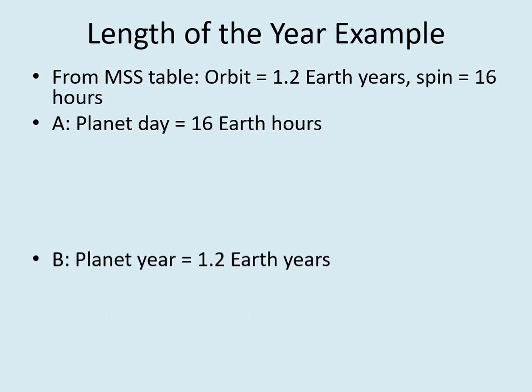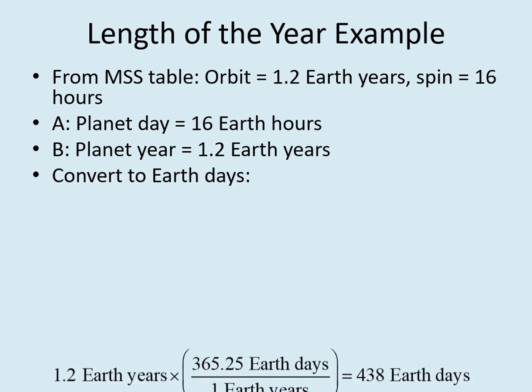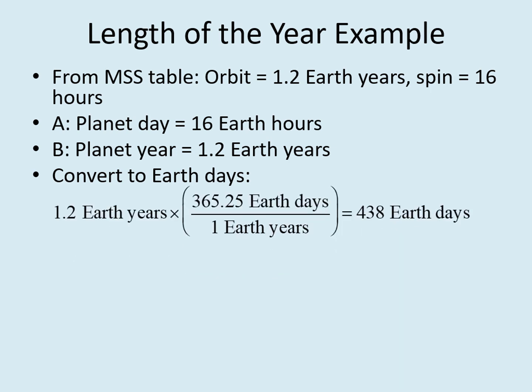Also, we know that the planet's year is 1.2 Earth years long, about 20% longer than an Earth year. To convert the planet's year into Earth days, we multiply 1.2 Earth years by 365.25 Earth days per Earth year, and that gives us 438 Earth days. As we expected, this is more than 365 Earth days. Next, we need to convert to hours.